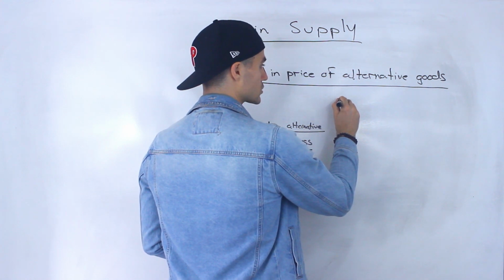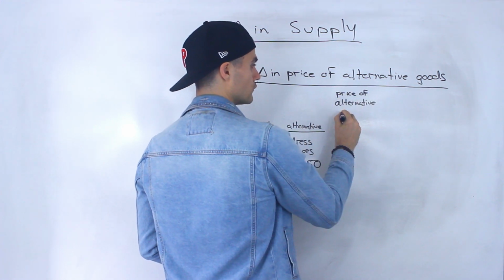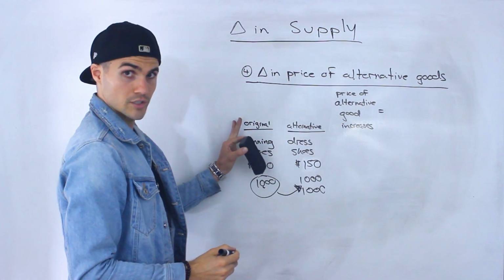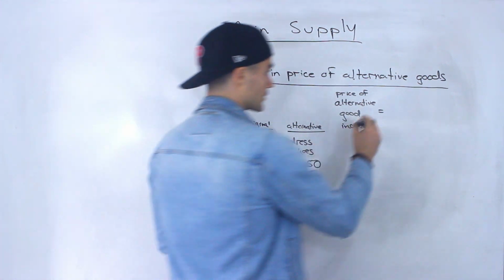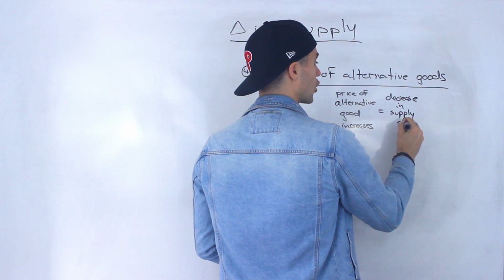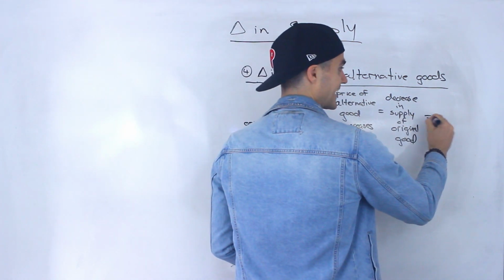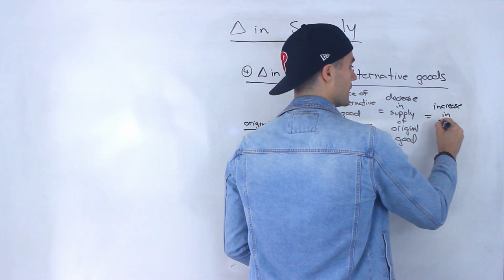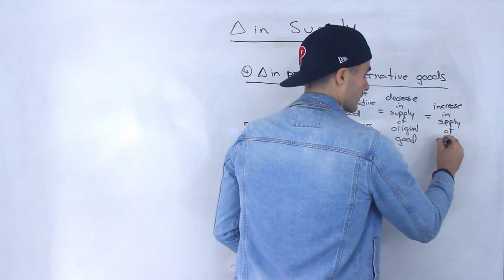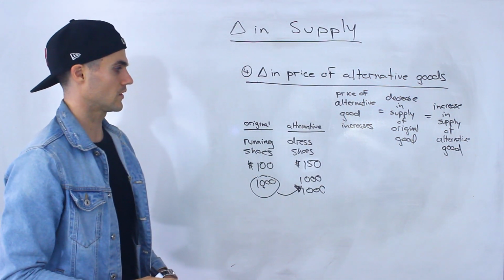And so if the price of the alternative good increases, then from the original good's perspective, there's going to be a decrease in supply. You're going to produce less. So there's going to be a decrease in supply of the original good, of the running shoes, if the dress shoes go up in price, and there's going to be an increase in supply of the alternative good. Right? You're going to produce more of the dress shoes. Right, so that's the relationship right there.